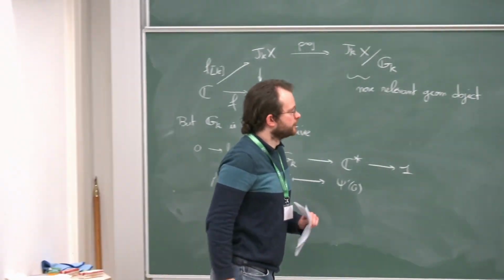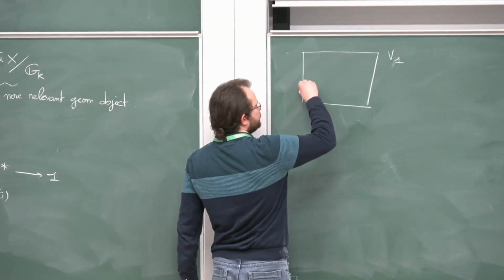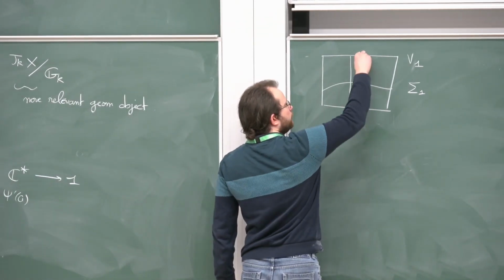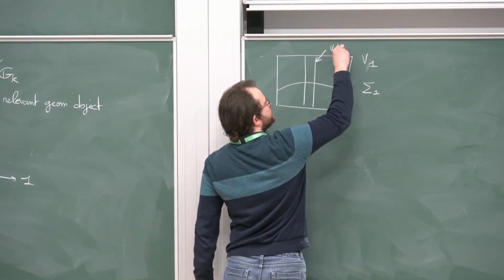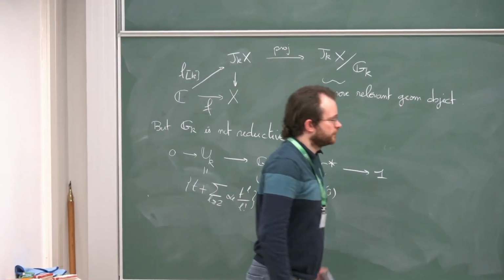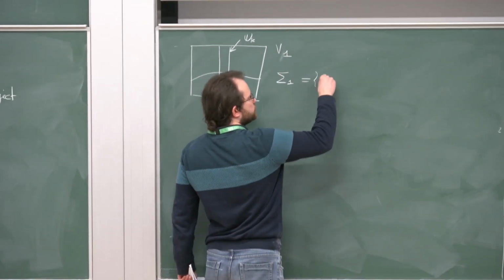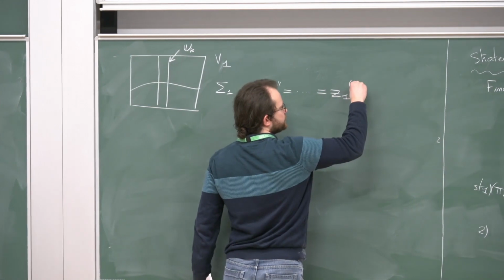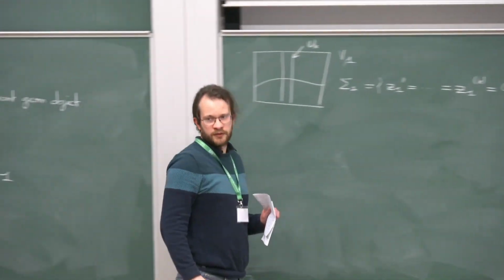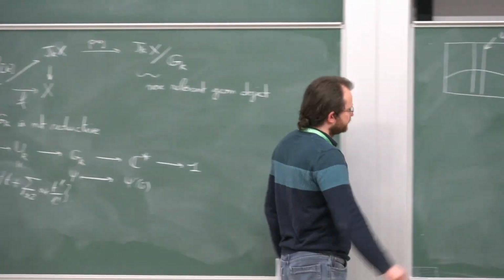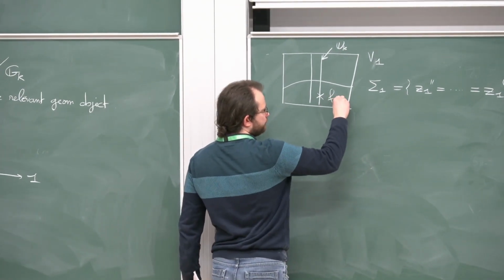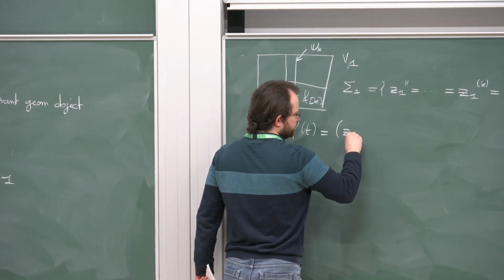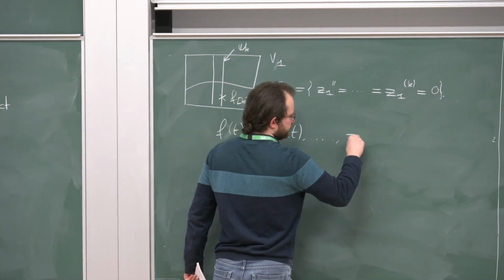So take V_1. I claim that in V_1 there is some section, which I will call sigma_1, which crosses all the orbits of U_k at exactly one point. And this section is simply given by the jets where all higher derivatives in the z_1 coordinate are 0. So why is that so? Pick, say, a jet here, f_k, and write it as f(t) = (z_1(t), ..., z_n(t)).